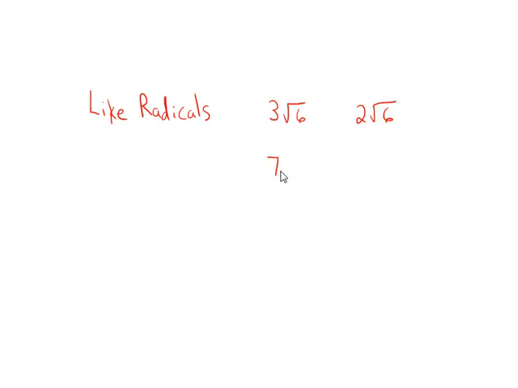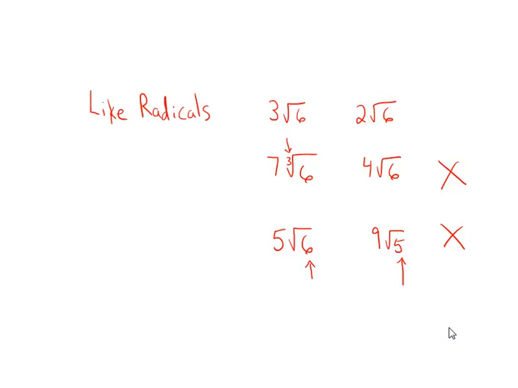However, 7 cube root of 6 and 4 square root of 6 are not like radicals because one of the radicals is a cube root while the other is simply a square root. Also, 5 square root of 6 and 9 square root of 5 are not like radicals because the radicands are different even though both roots are square roots.